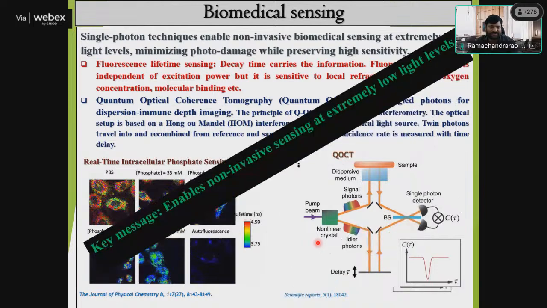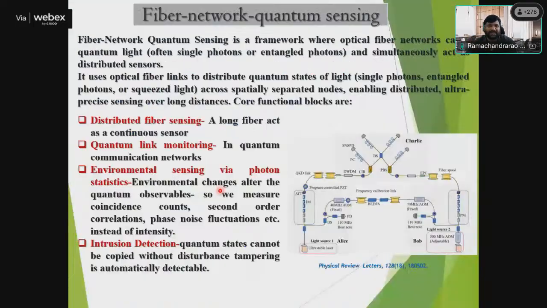Okay, which means the key message which you take home is that it enables single photon sensing, enables non-invasive sensing at extremely low light level. This is very important, which is useful for the application.